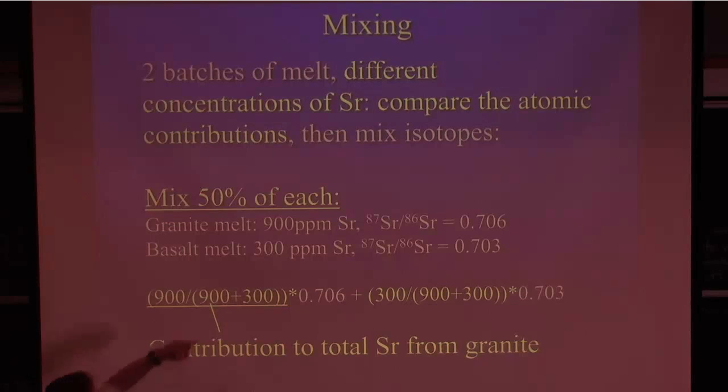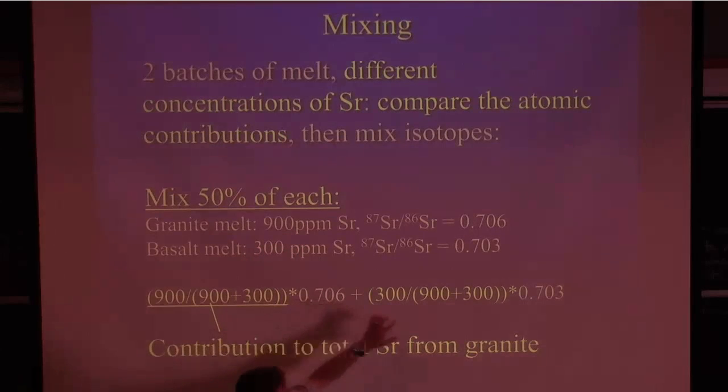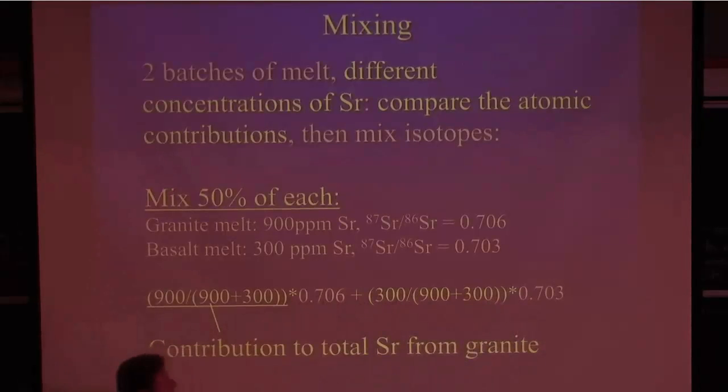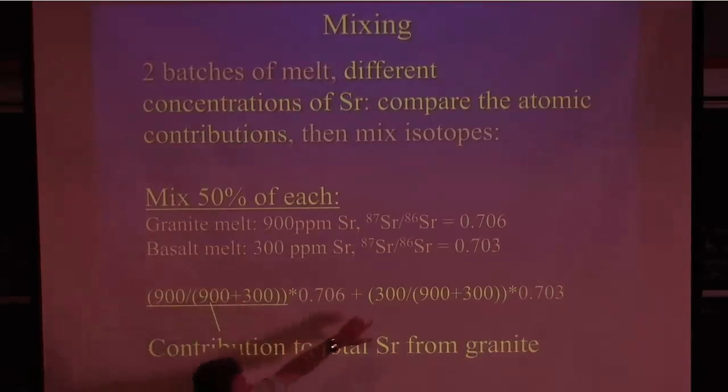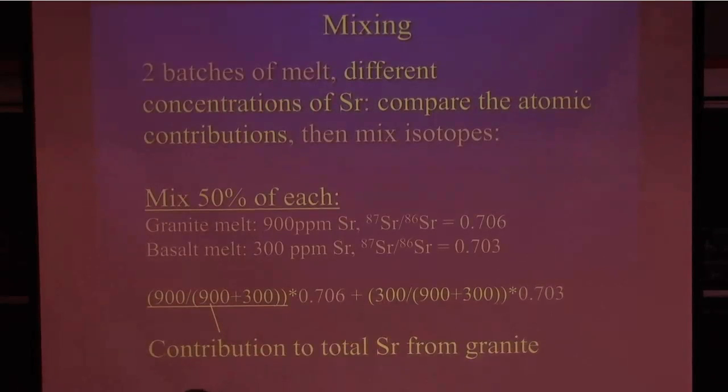Right? So in this case, now I have lost my laser. Now I have granite at say 900 ppm strontium concentration and the ratio that we had earlier. And this has a basalt but maybe 300 ppm strontium. So then I have to balance it by saying, okay, here's the two isotopes, and you just balance it by 900 out of the total, 900 and 300, versus 300 out of the total. That gets you a mixture of the two weighted by the amount of strontium in both melts.